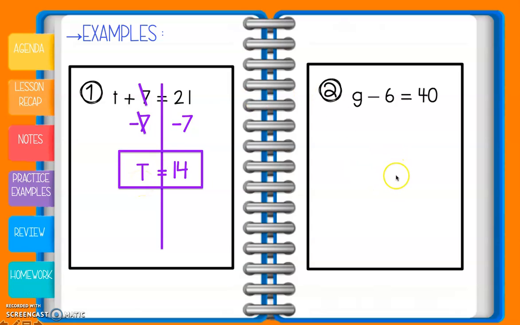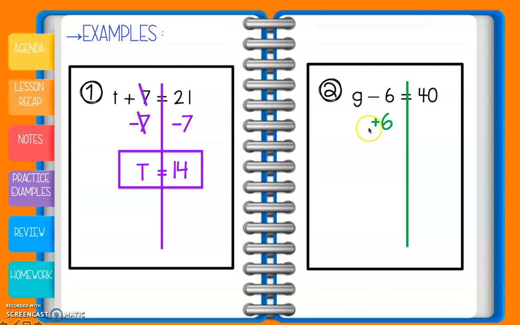Okay, so let's take a look at number 2. Again, the very first thing we're going to do is draw a line through our equal sign. Whatever I do on the left, I must have go over here to the right and keep my equation balanced and keep it equal. So we have g minus 6 equals 40. So the inverse operation that we're going to use is addition because we want to cancel out this minus 6. So to cancel out my minus 6, I'm going to use plus 6.